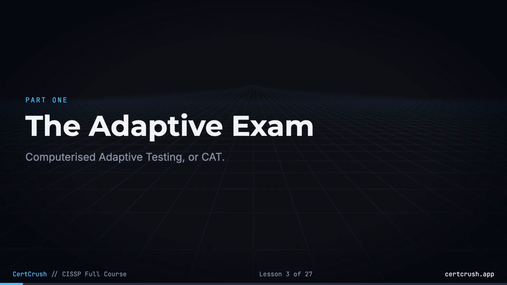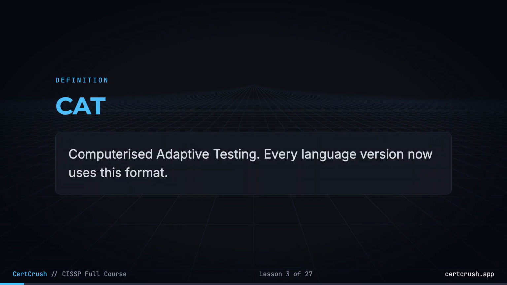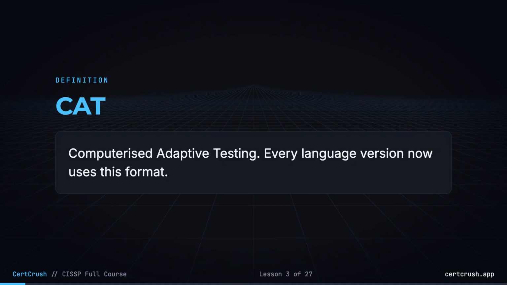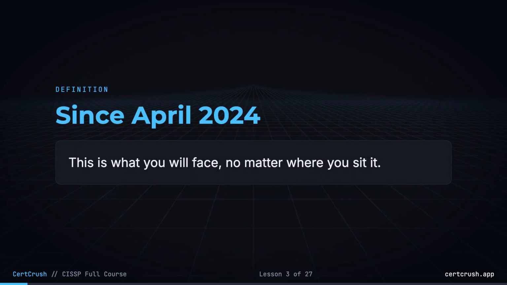The CISSP is delivered as a CAT, which stands for Computerized Adaptive Testing. As of the 15th of April 2024, every language version of the exam uses this format. So this is what you'll face, no matter where you sit it. Understanding the CAT removes most of the mystery. So let's take it slowly.